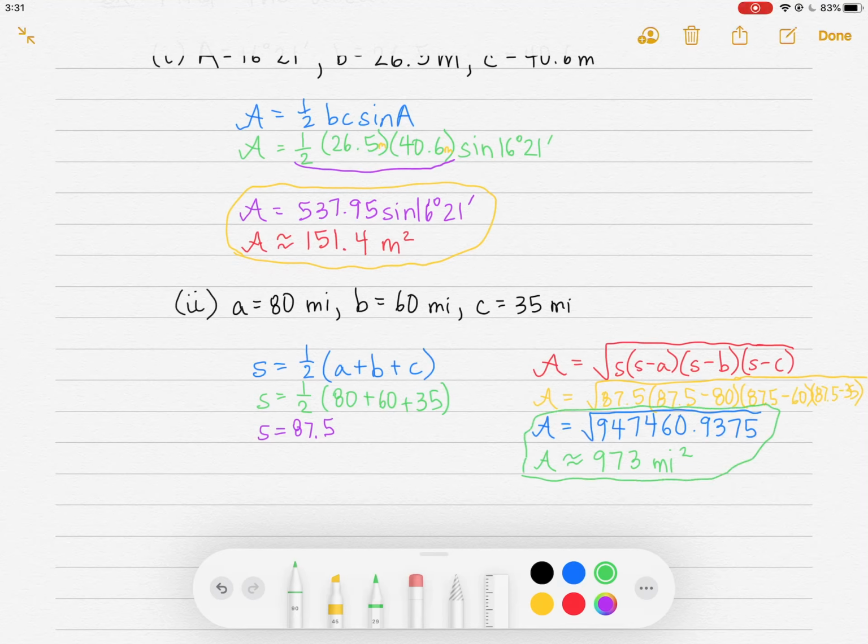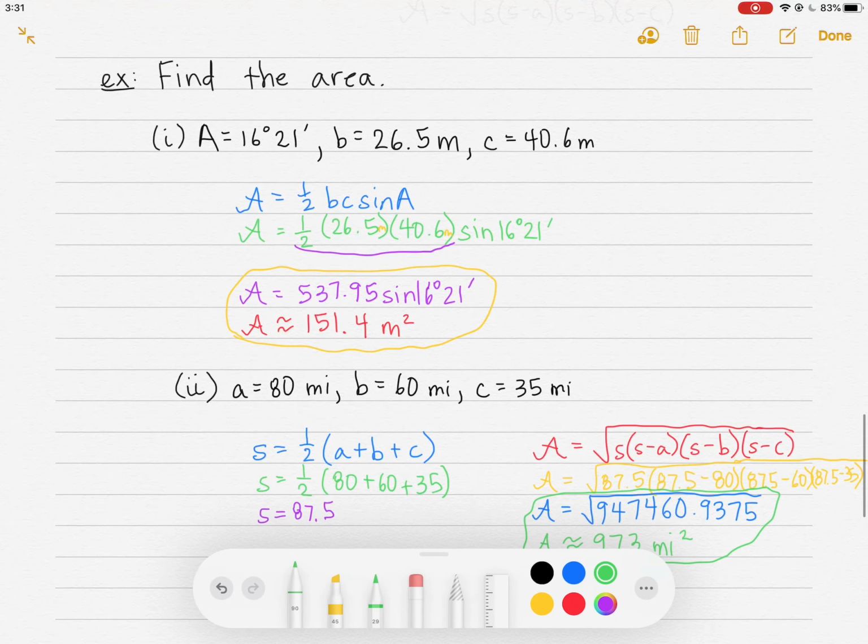Okay, and this is my last example for area. Just a side note: if you were not given side angle side or side side side to find the area, you could use the law of sines or the law of cosines as appropriate. That way you'd have the information for side angle side or side side side. Then you could use one of these two formulas. And now this really wraps up section 7.3.